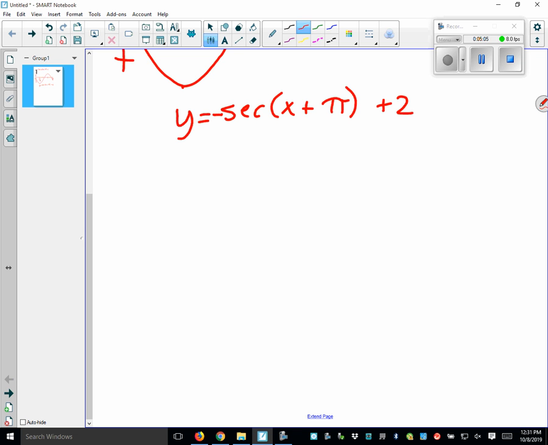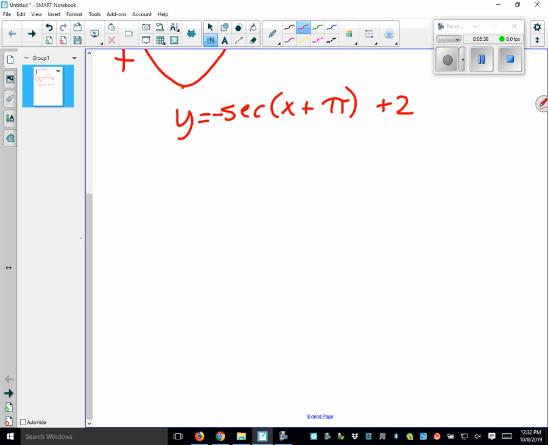2 pi. What's the phase shift? And which way? Right, left? Left. Phase shift, left. Vertical shift, up. The one in the parentheses is opposite what you think it is. Did you catch that?